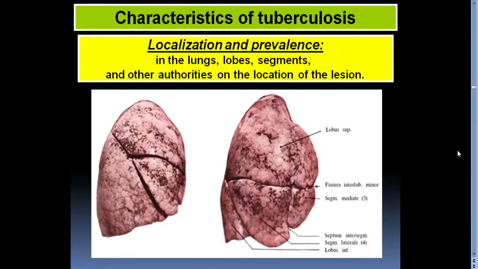Next part of the classification, characteristics of tuberculosis, includes localization and prevalence. The process can localize in the lung or in other organs. It can affect one lung or both lungs, lobes, one segment, or polysegment, multiple segments.